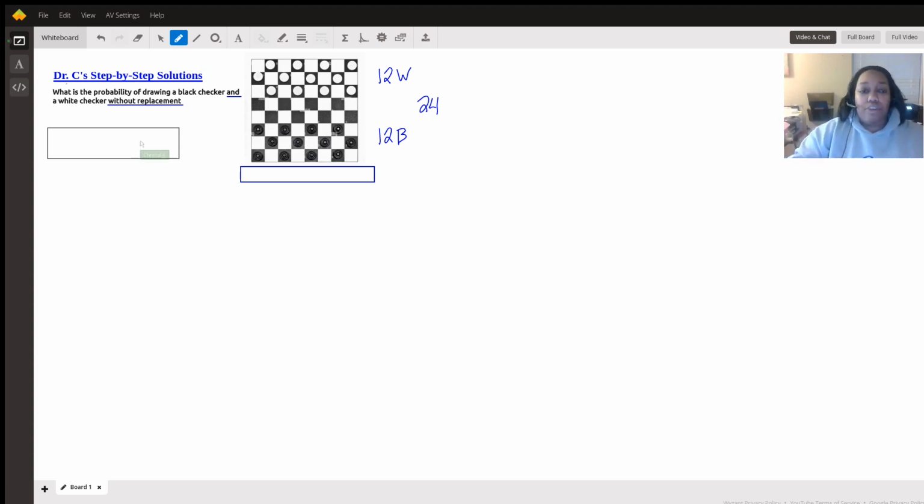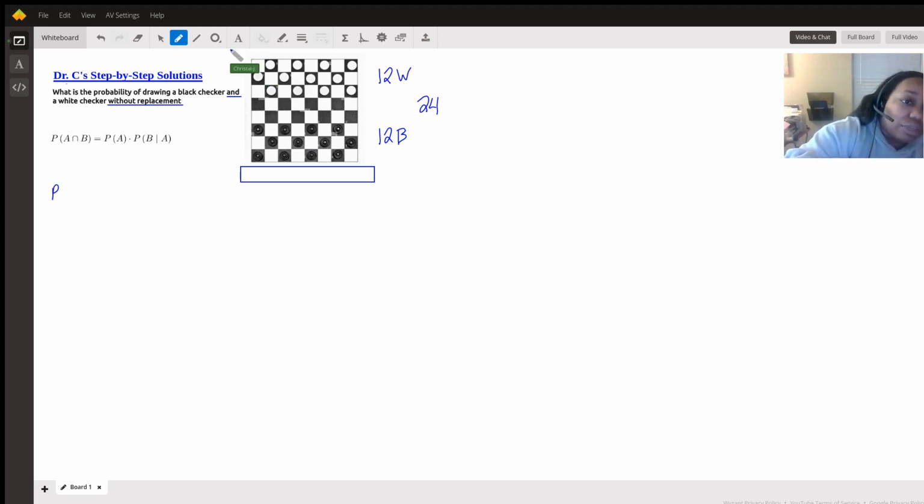So under the multiplication rule, when we have a dependent set, it looks like this, and I don't want you to let the formula trip you up or scare you. All this means, when we write it out in real language, is the probability of selecting a black checker and, this symbol means and, a white checker equals the probability of selecting a black checker times the probability of selecting a white checker given, this symbol means given, a black checker is selected.